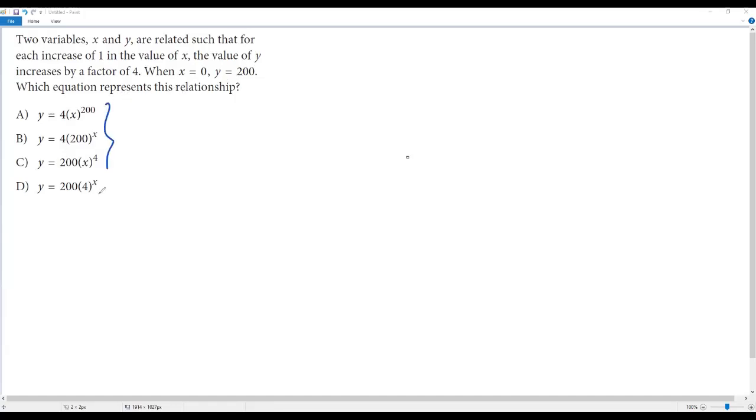So when I look at the options over here, in each option we have an exponential function. So usually we write the exponential function in the form y equals a times b to the x power. So here a is the initial value of y. That is, a is the value of y when x equals 0. From the given information, when x equals 0, the value of y is equal to 200. So that 200 is the value of a over here. Then we can write the function as 200 times b to the x power.